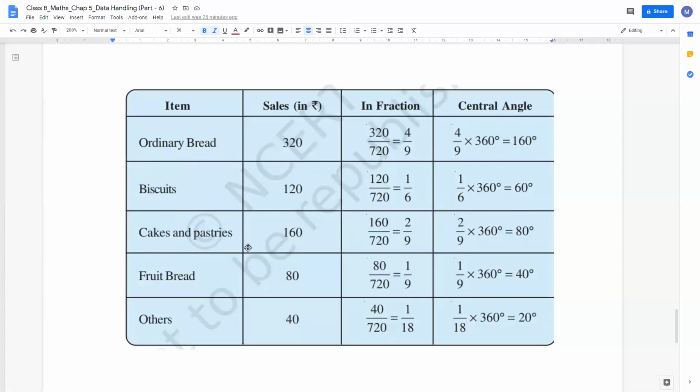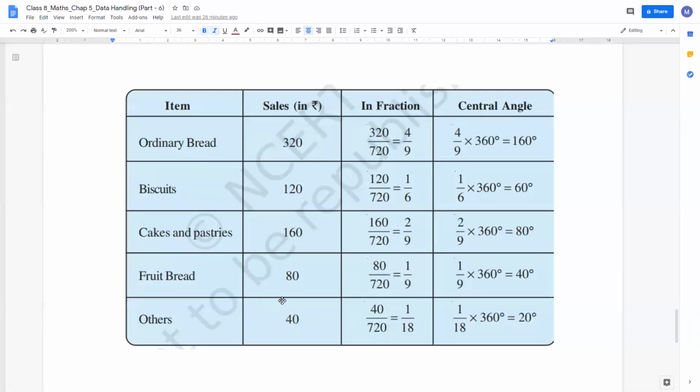Third one is cakes and pastries. The sale is 160 rupees. So how will you find the fraction? Sale on cakes and pastries, 160 upon 720. Simplifying, you will get 2 by 9. Now central angle equals 2 by 9 multiplied by 360, equal to 80 degrees. So cakes and pastries correspond to 80 degrees.